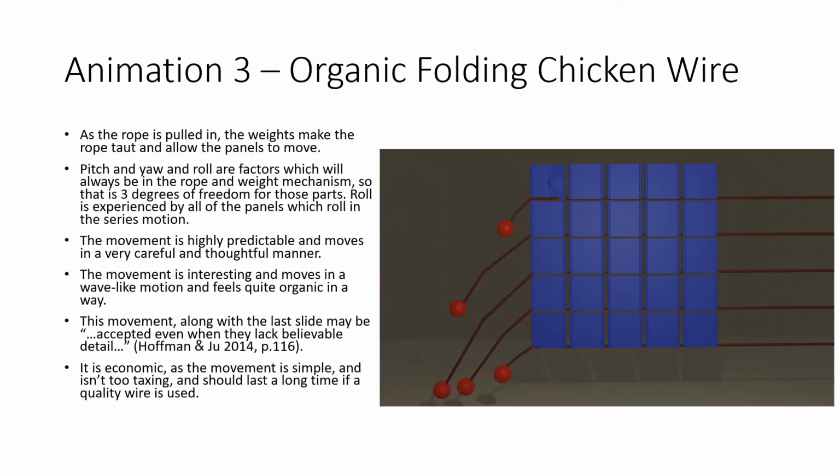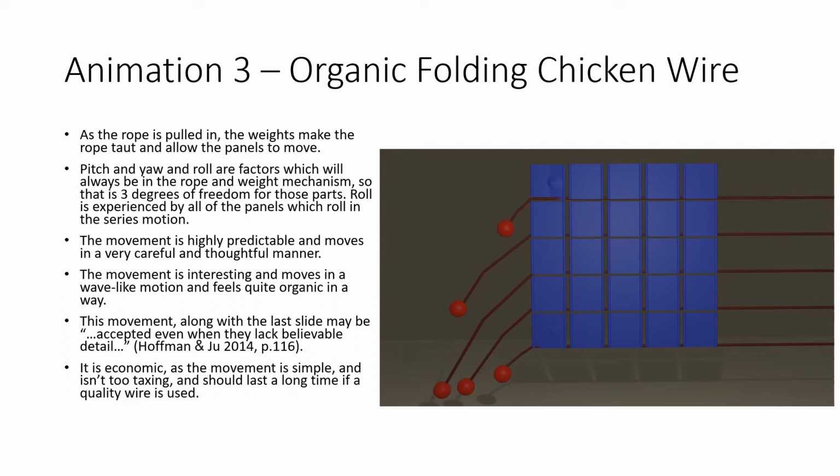Weights on the end prevent the rope from moving. When the weights are pulled and end up stopping, the rope becomes taut and allows the many panels to actually rotate and fold in. As you can see, there are many different sized ropes which allows for a series effect to happen at different rates.